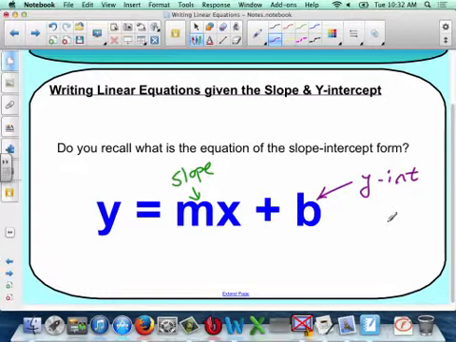Alright, so guys, here's what we're going to be doing today. The whole purpose of today's lesson is getting you guys to write the equation in slope-intercept form. And that's what we did the Inspire activity to kind of remind you guys what this looks like graphically.